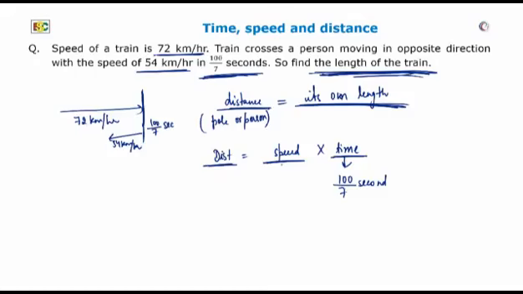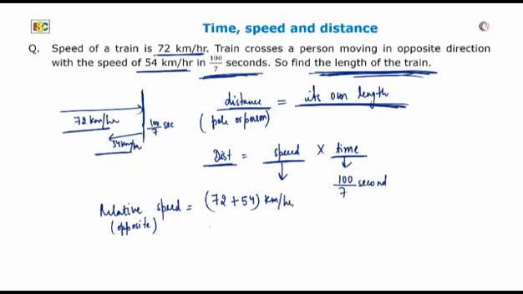So now we have to find the speed. Train crosses a person, so we have to find the relative speed of the train and a person. And as we know that both are moving in the opposite directions, so relative speed will be equal to the sum of 72 plus 54 km per hour. And this will be equal to 126 km per hour.